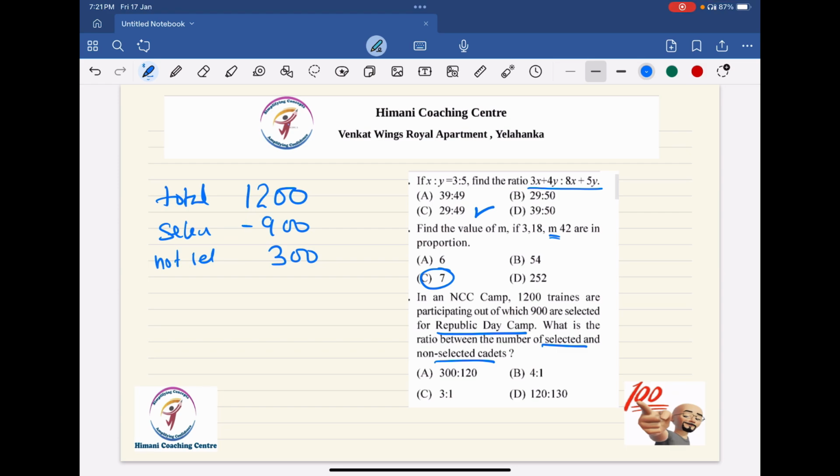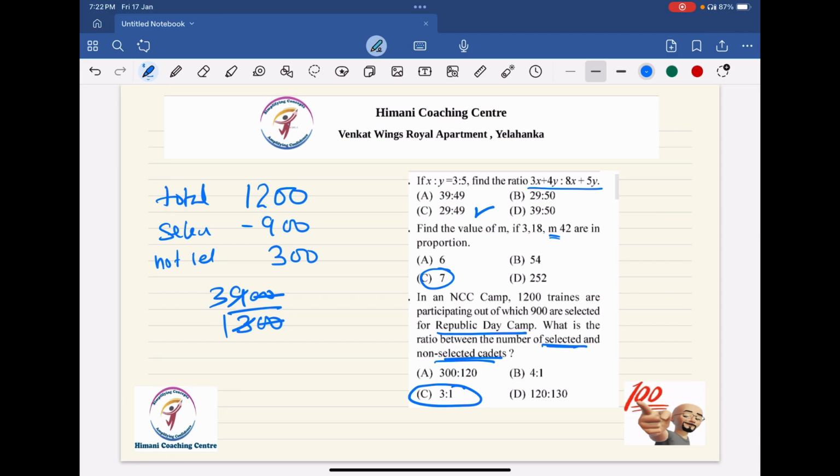Now, what are they saying? Find the ratio between selected and non-selected. So, selected is 900, non-selected is 300. So, cutting the zeros, you get 3 is to 1. So, 3 is to 1 is the answer.